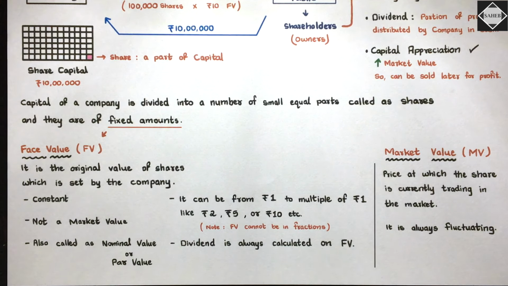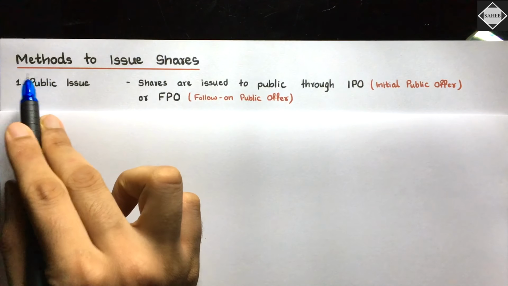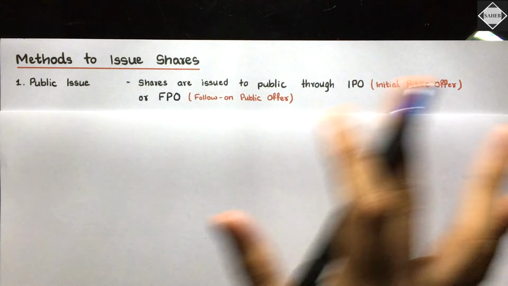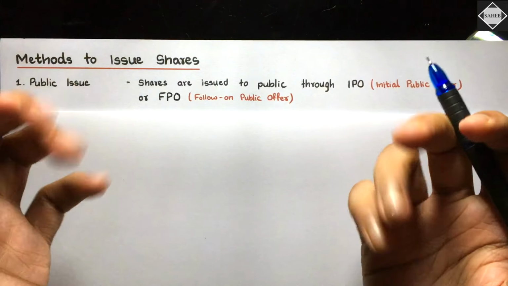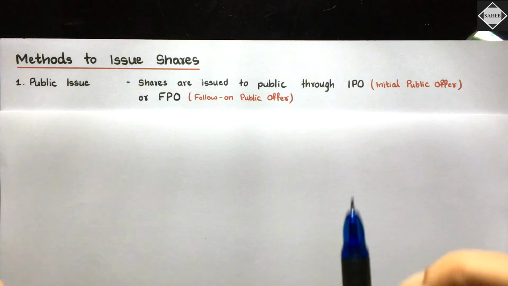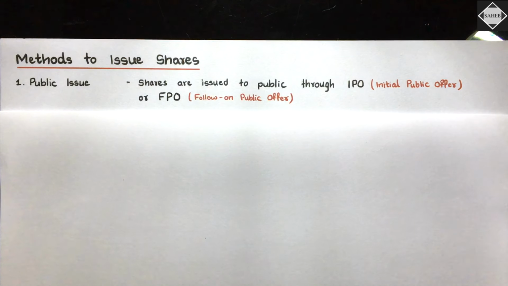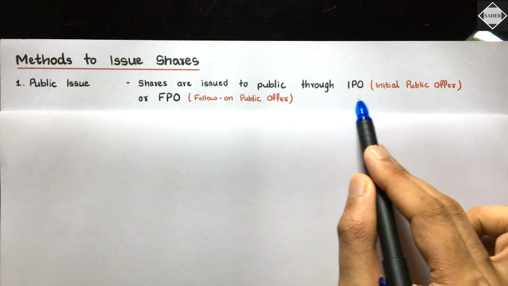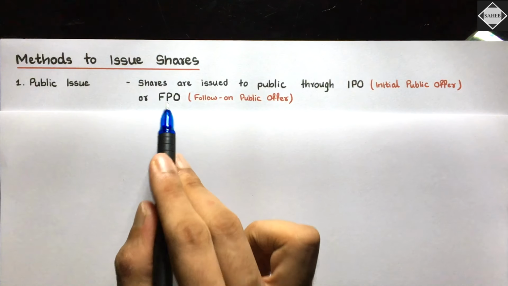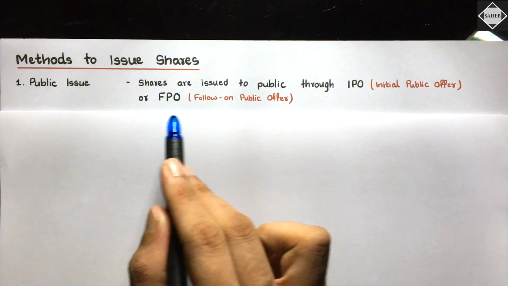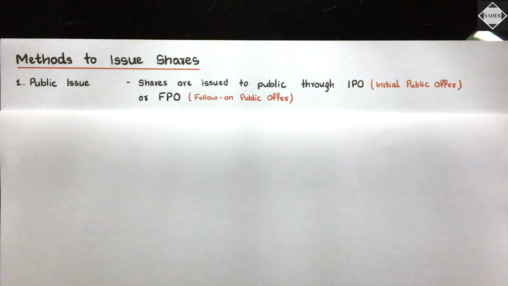Now let's understand methods to issue shares. What are the different methods available to a company to issue shares? It's really simple. The first is public issue. Public issue means as a company, we go to the public and ask for money: please invest in our company, we are going to give you shares, you will become our shareholder. If you do this for the first time, it is called an initial public offer. Thereafter, it is called a further public offer, FPO, or follow-on public offer.